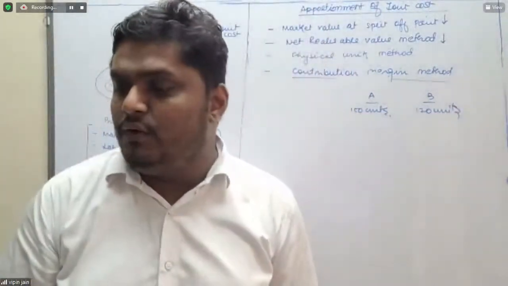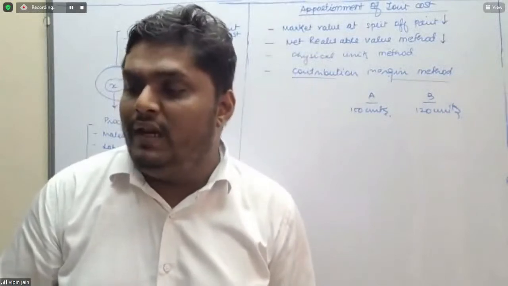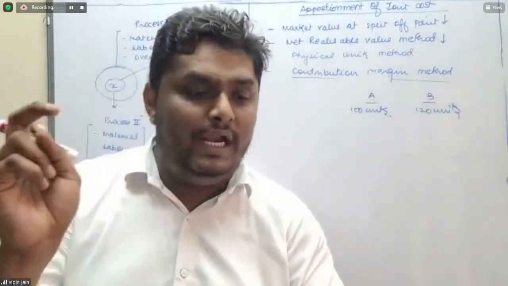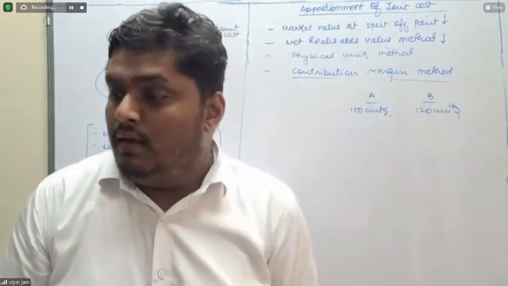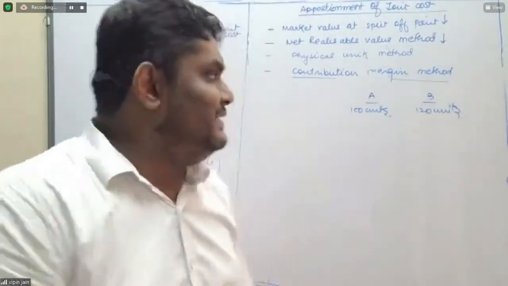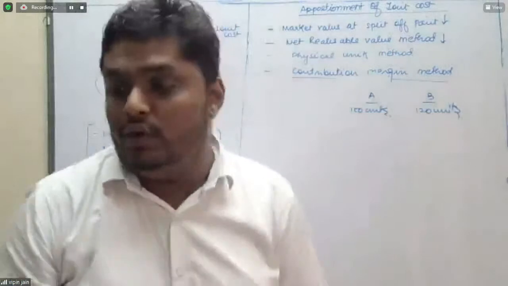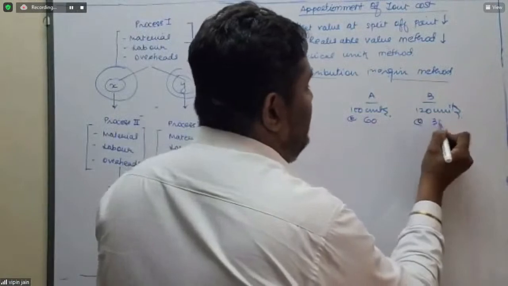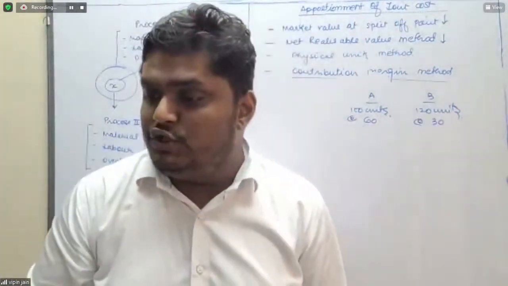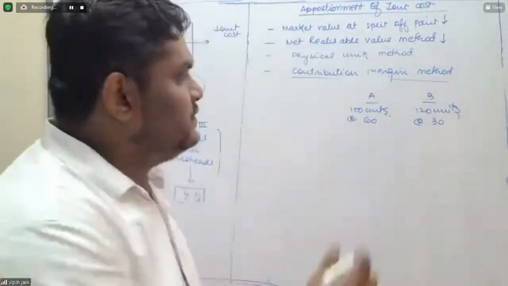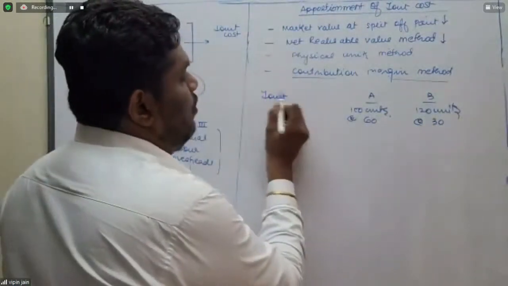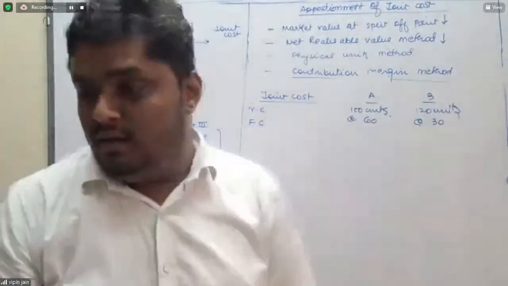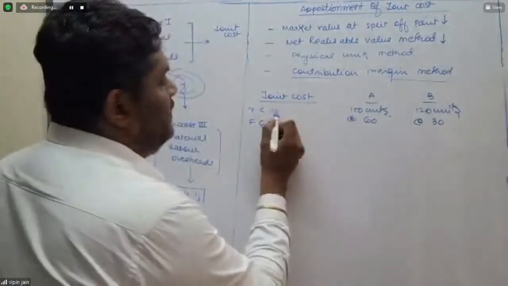The selling price is given in the question. I'm taking an example wherein we find out the cost of joint products A and B. We have to apportion the joint cost among A and B using the contribution margin method, wherein the sales are 100 units and 120 units of A and B. The selling price is given, that is at the rate of 60 and at the rate of 30. Further, the joint cost is given, that is variable cost and fixed cost, 4,400 and 3,900.